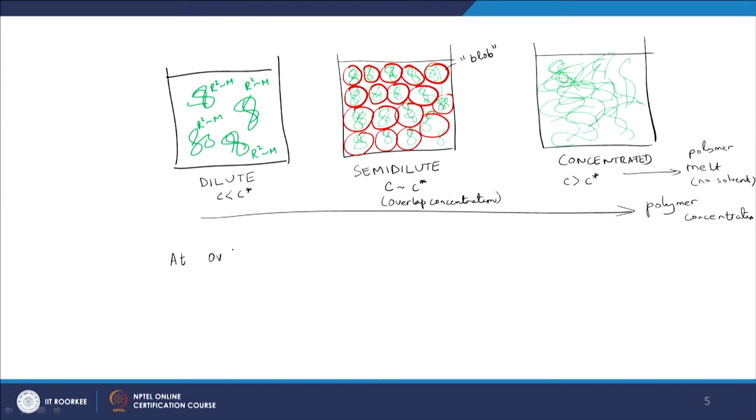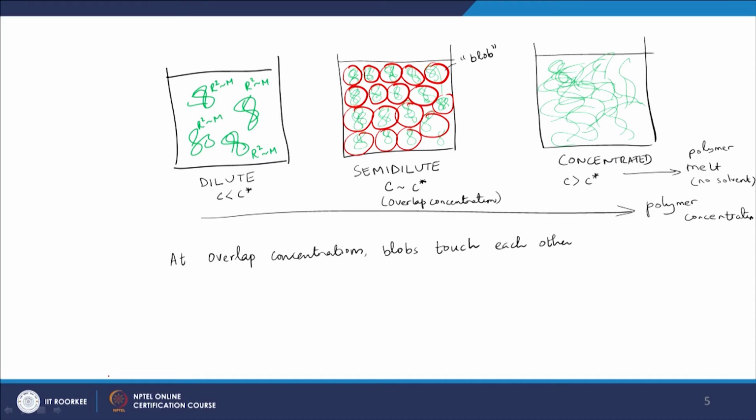Okay. So, at overlap concentration, blobs touch each other, and in that case we can think that the polymer concentration in the entire beaker or whatever volume we are looking at is the same as the polymer concentration inside those blobs. Okay. So, there is one way to see that.